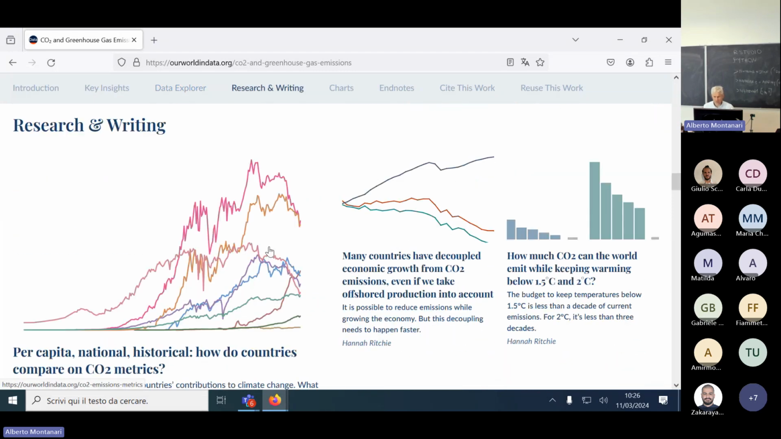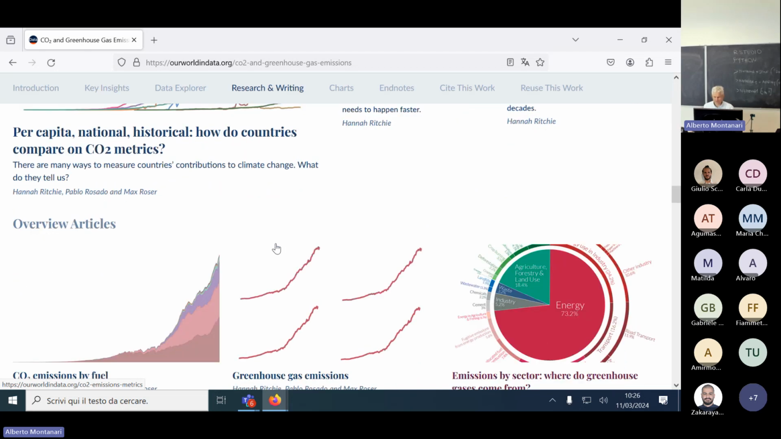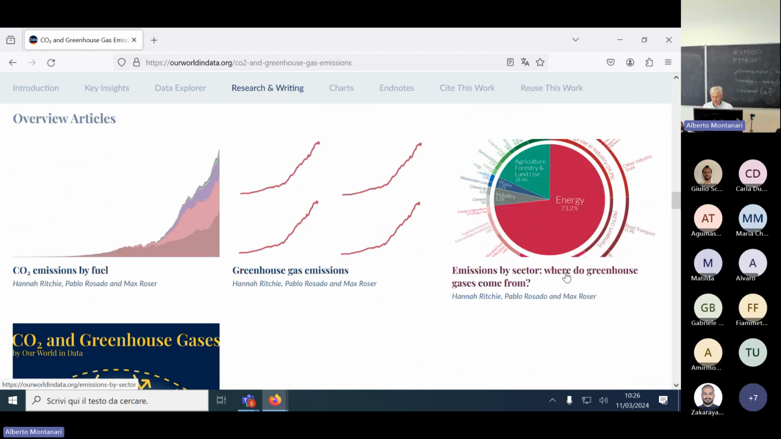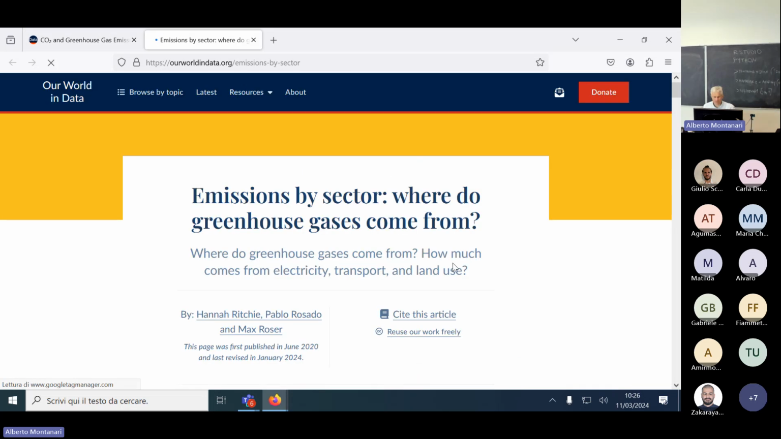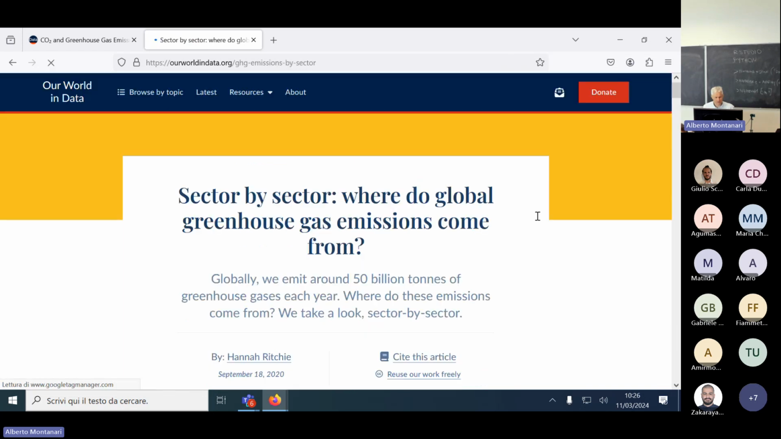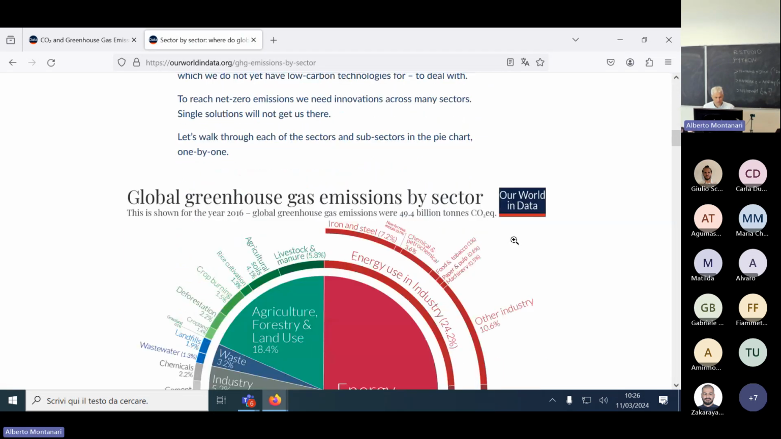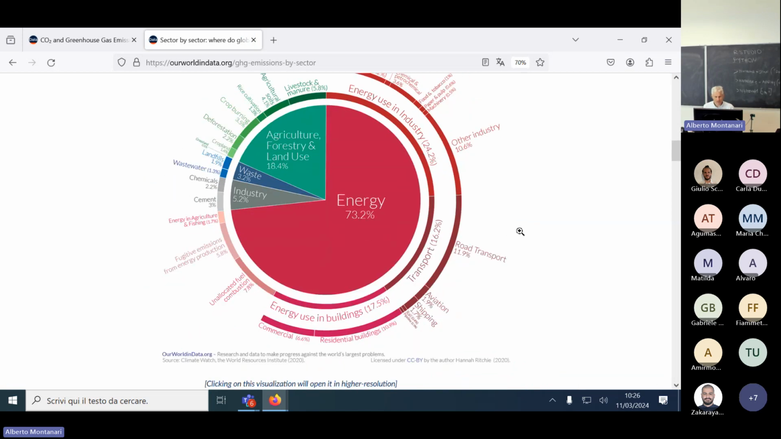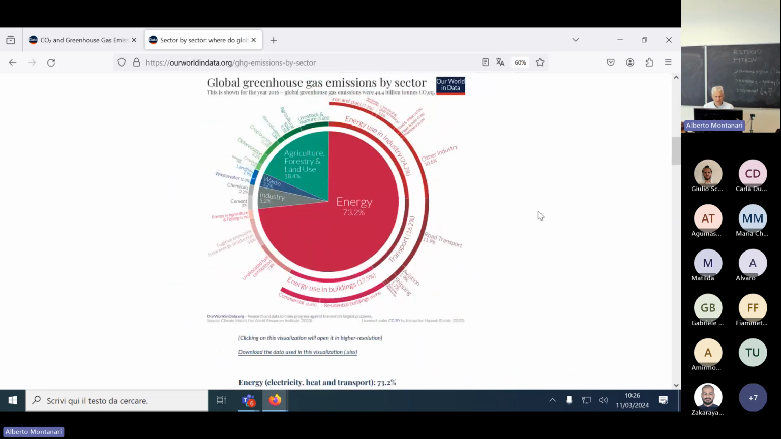And now let me see. Okay, here, this is what I wanted to look at, emissions by sector, okay? Where do greenhouse gases come from? This is interesting. Okay, let me decrease it. So energy, 73%. So you understand, energy is the key, okay? So energy production is 70% of the CO2 emissions. And then we have agriculture, almost 20%. The remaining ones are really low.